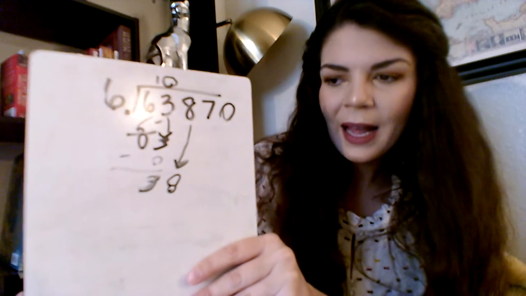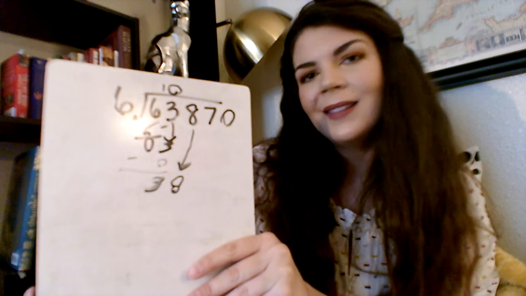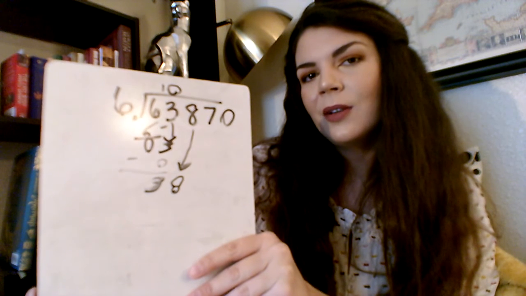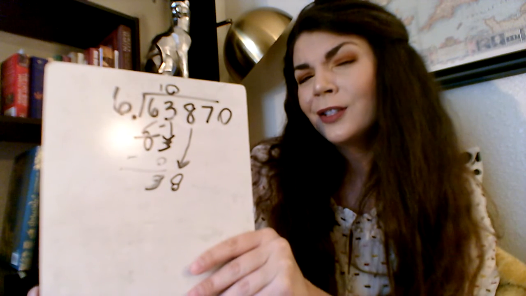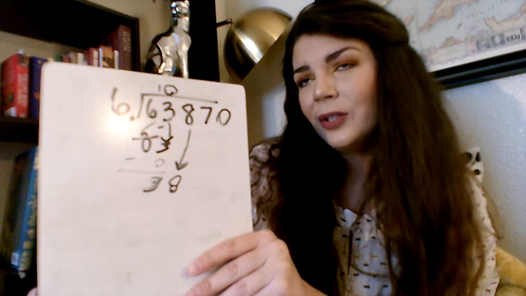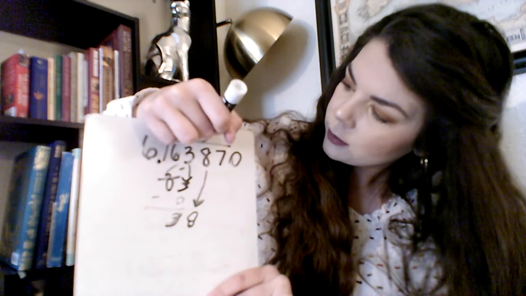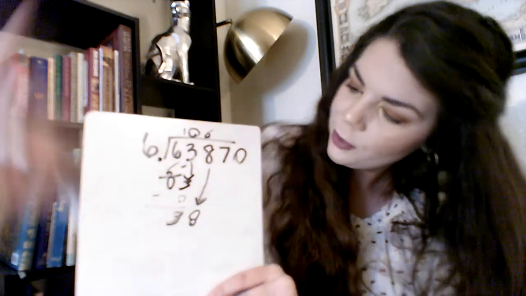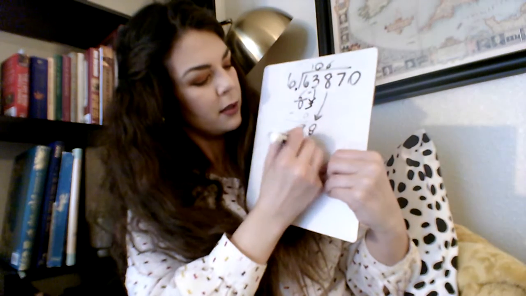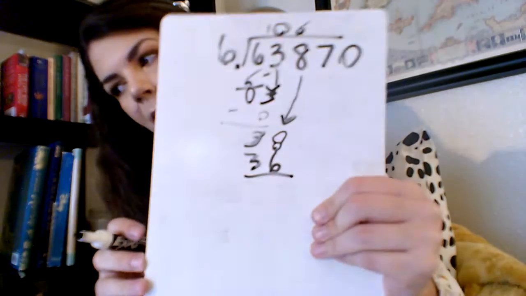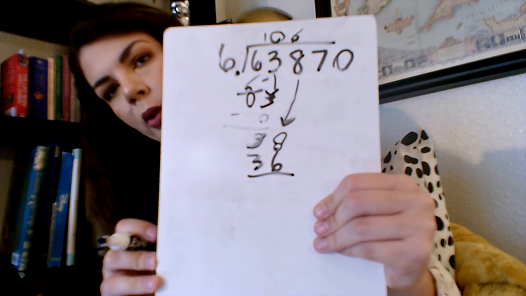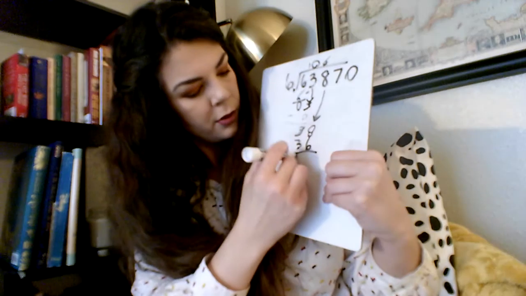Those are some ugly numbers, but that's all right. Okay, I drop my 8. How many 6s go into 38 without going over? 6 times 5 is 30. 6 times 6 is 36. 6 times 7 is 42. So it's got to be 6 times 6. All right. 6 times 6 is 36. 8 minus 6 is 2. 3 minus 3 is 0. 0, 2. Okay, drop my 7 down.